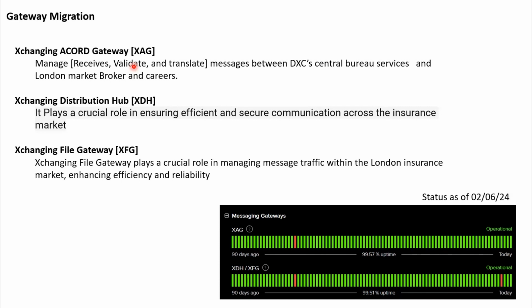There was an effort a couple of years back to replace the XAG with ACORD iConductor, which was a new messaging service aimed at improving the messaging infrastructure. But I'm not sure if the implementation of iConductor really happened or not.